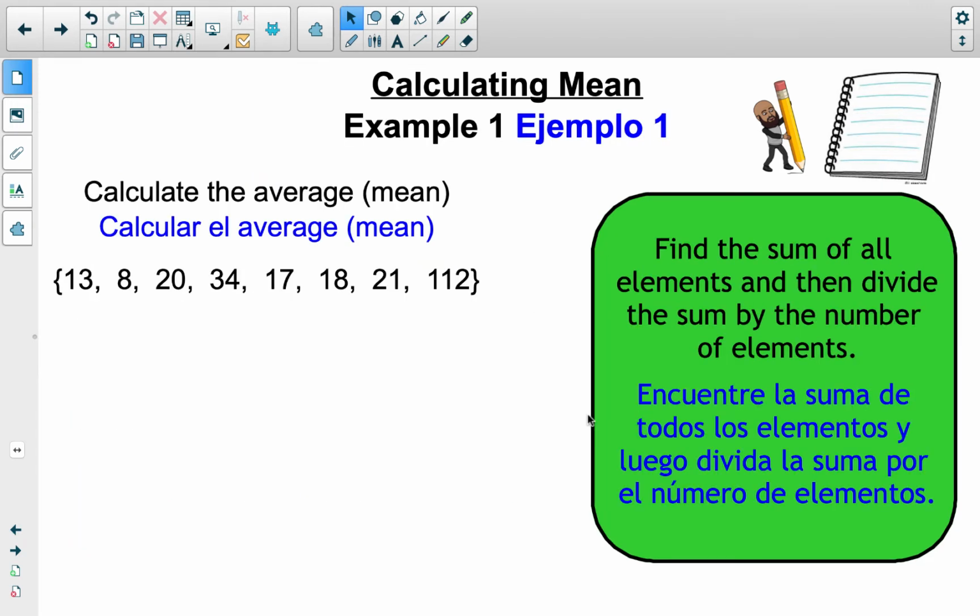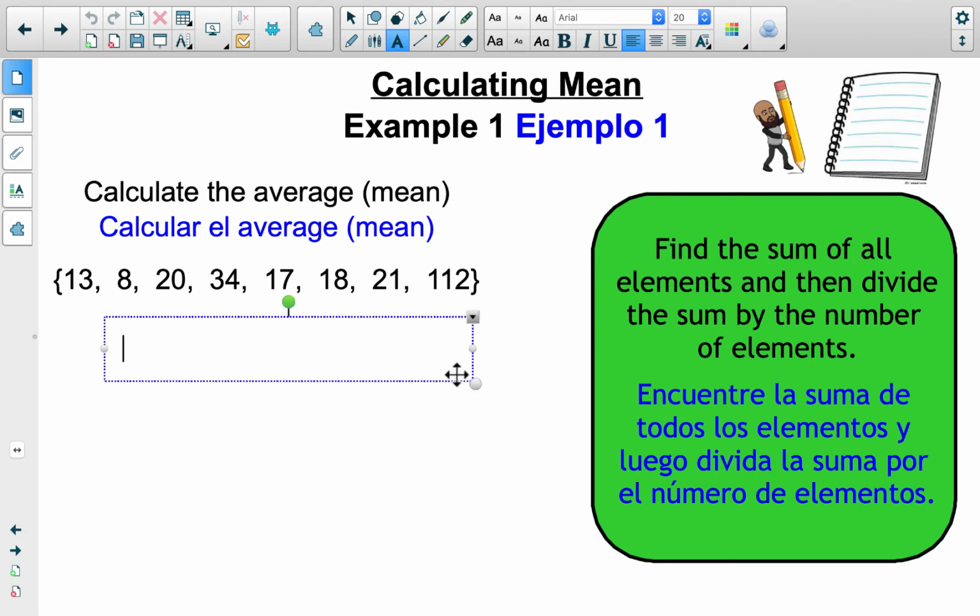Now, I want you to actually pause the video, try to calculate this one, and then check it when you're done. When you were solving this, hopefully you used the reference on the right. It's a very simple 2-step process.